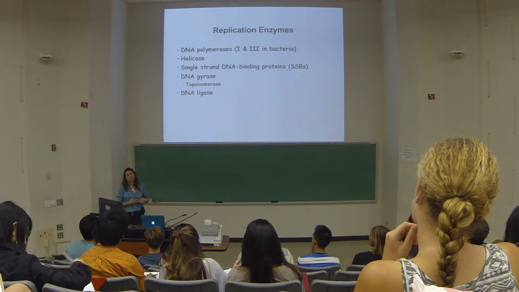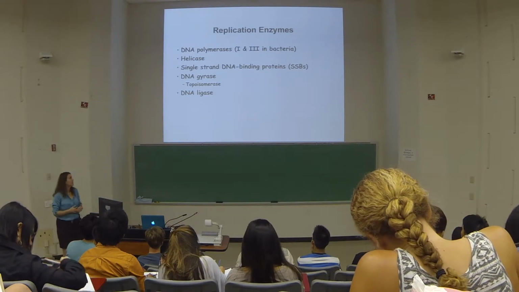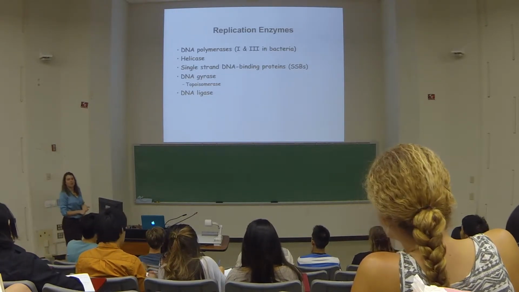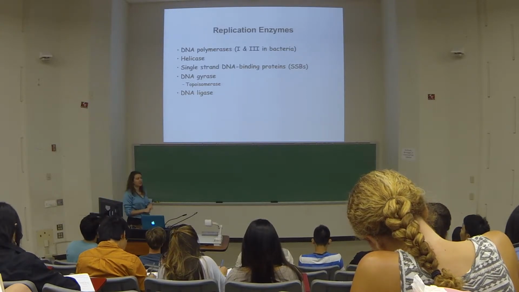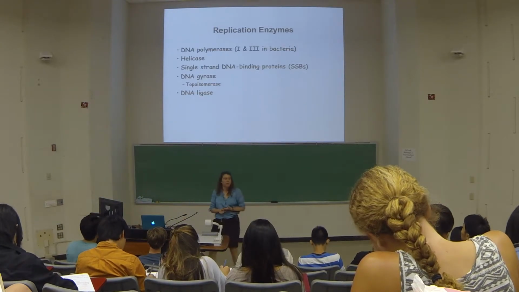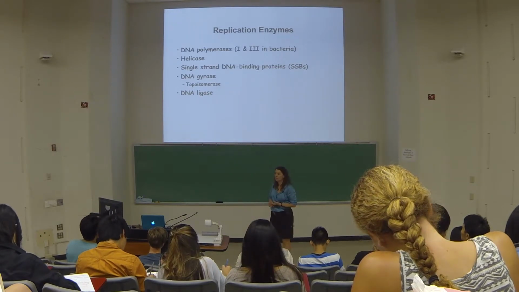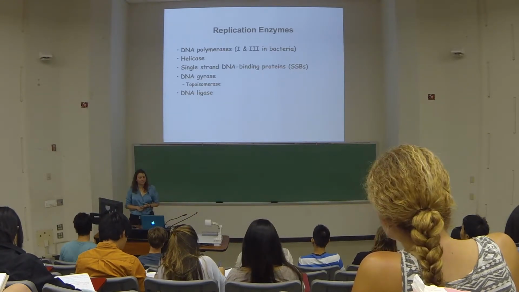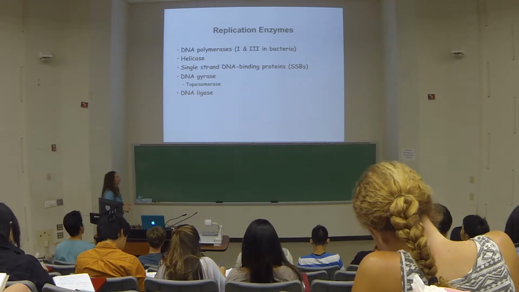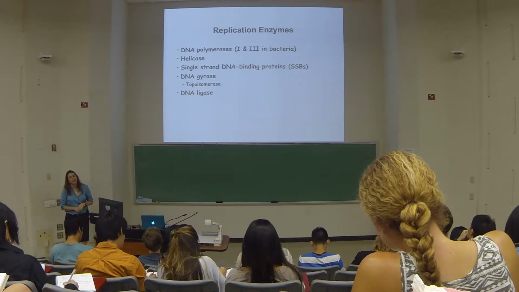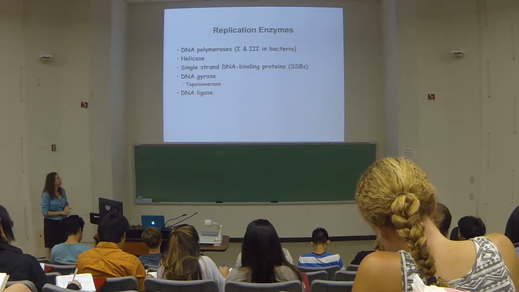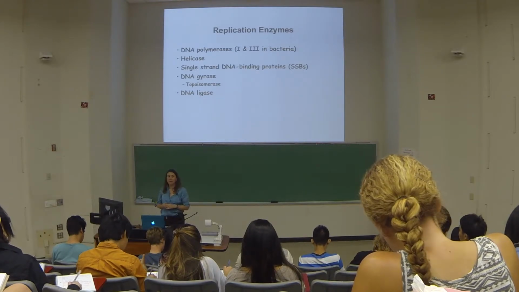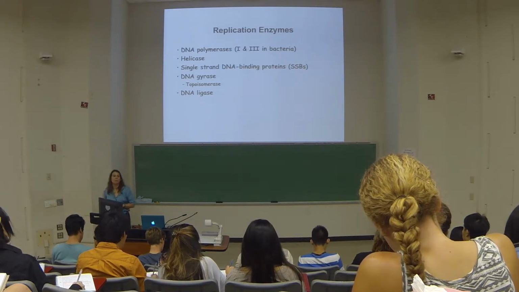So you had to look up for your homework the replication enzymes. There are multiple polymerases involved in replication in the cell. We're going to look at 2 in bacteria. There are bunches more in eukaryotic cells. Specifically, we're going to talk about today polymerase 1 and 3 and their roles. Helicase, single-stranded DNA binding proteins, DNA gyrase, which is a topoisomerase, and DNA ligase. All right, so there are lots of components to this molecular machine that's doing the replicating.